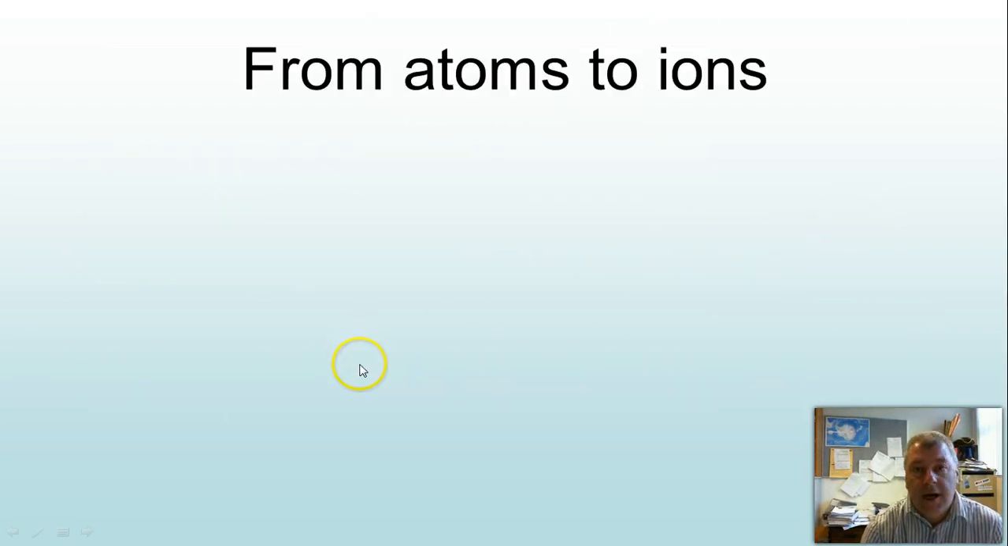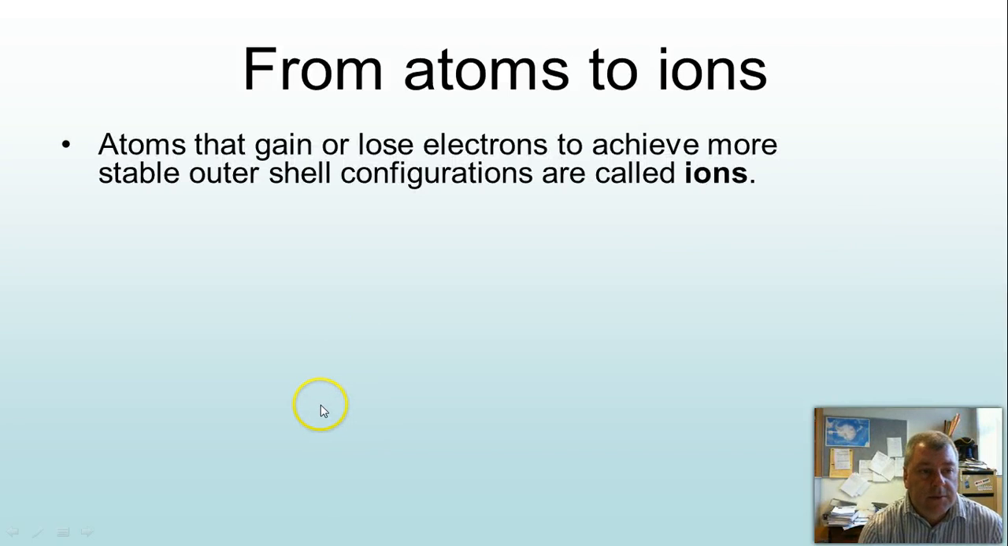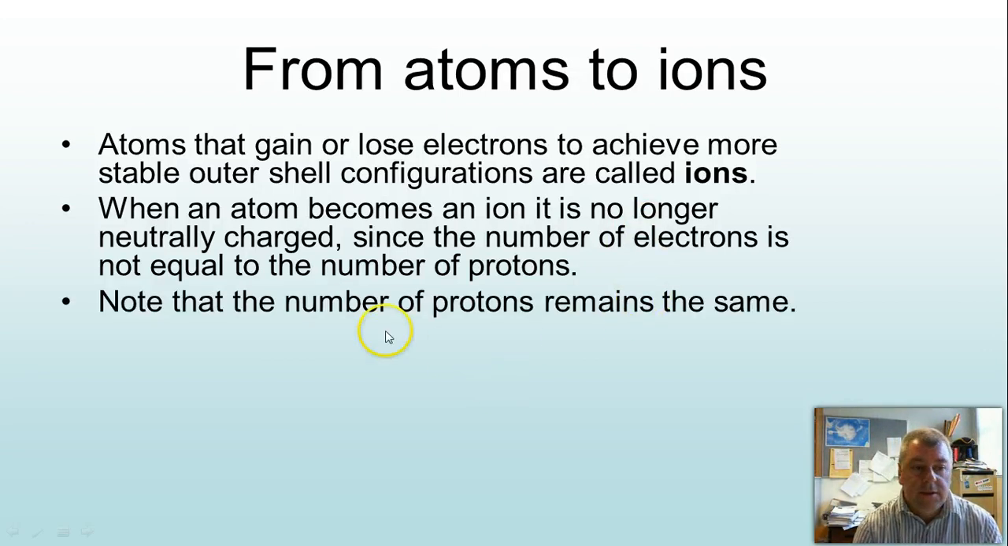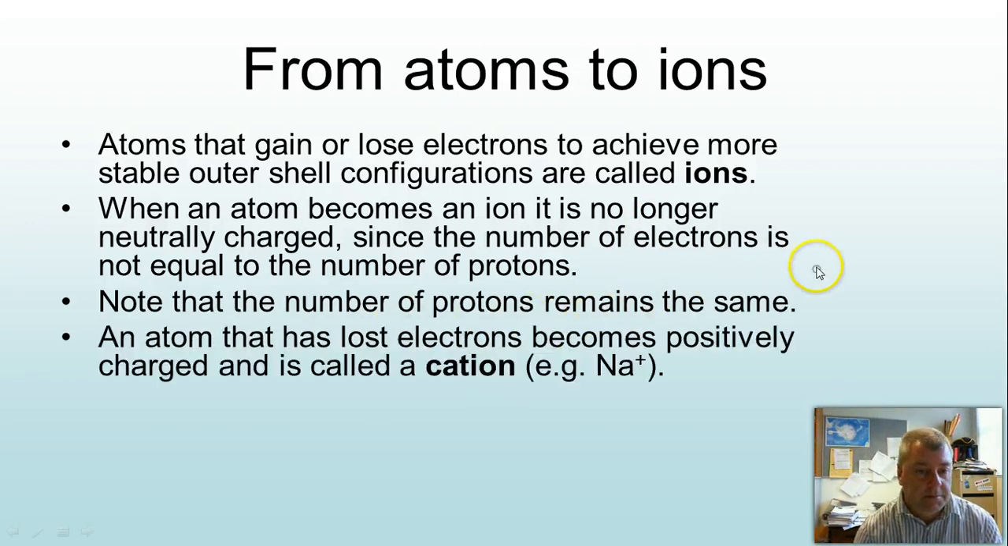From atoms to ions. Atoms gain or lose electrons to make ions. When an atom becomes an ion, it is no longer neutrally charged. It has a charge. By gaining or losing electrons, it has a charge imbalance. It's happier because it's got a full outer shell, but it also has a charge imbalance, and that charge imbalance affects its chemistry.